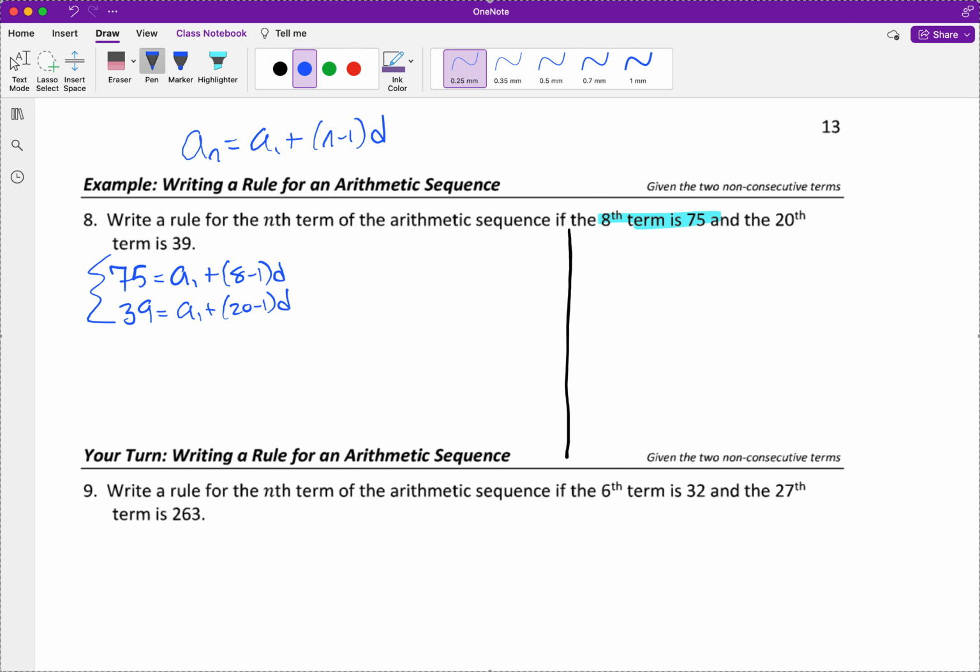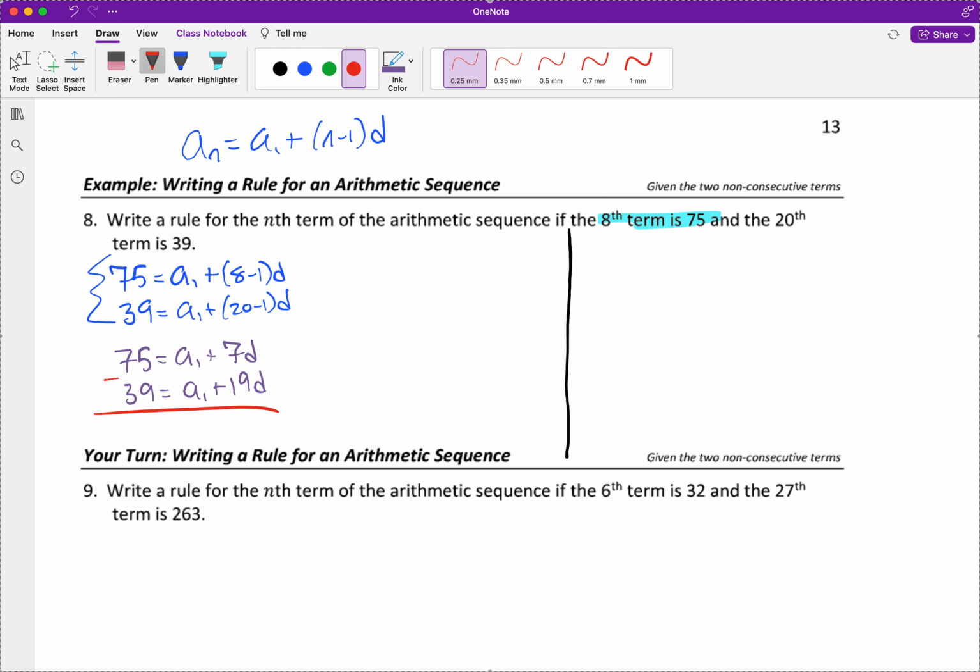So I'm just going to rewrite this to clean it up a little bit. What that basically means is I'm just going to do the math that's in the parentheses. So I'm going to get 75 equals A1 plus 7 times D, and I'm going to get 39 equals A1 plus 19 times D. And this is set up perfectly for the elimination method of solving systems.